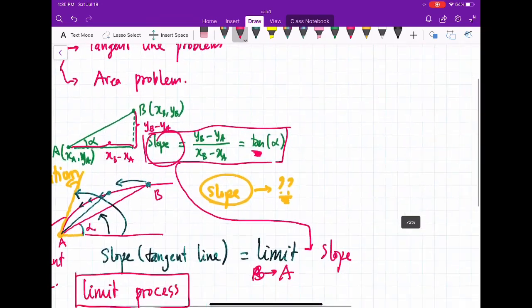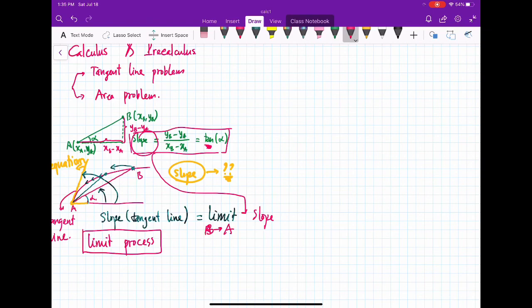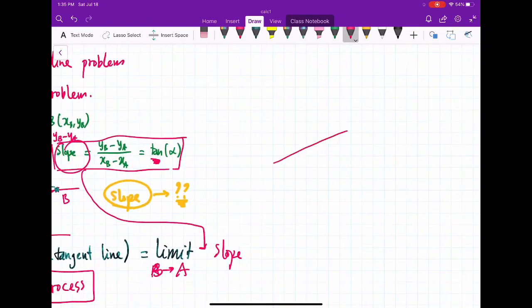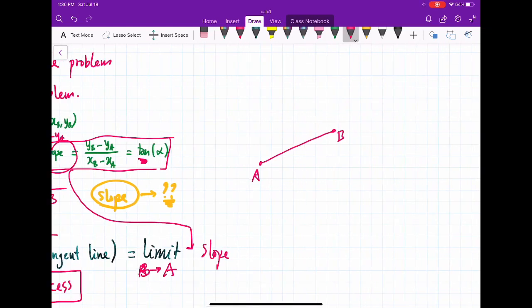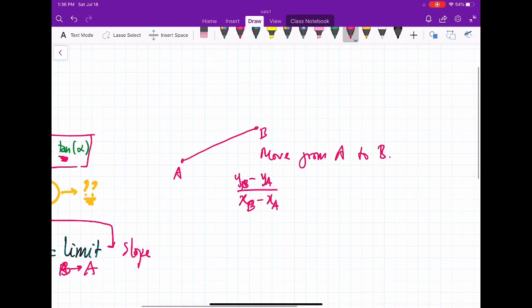All right, let's have another look at this. If I have 2 points, A and B in here, and I move from A to B, what is YB minus YA over XB minus XA? What's that? Suppose that X is measured in time, right?